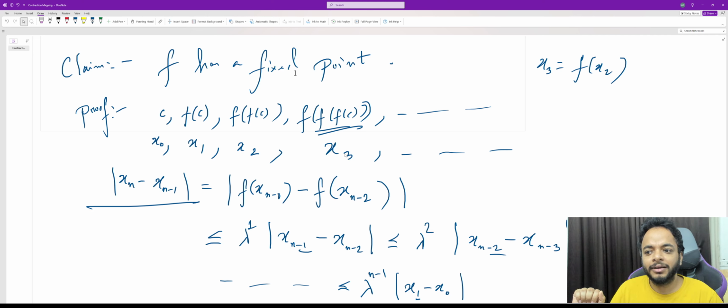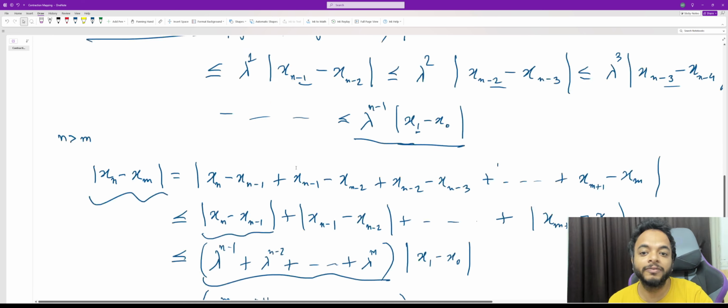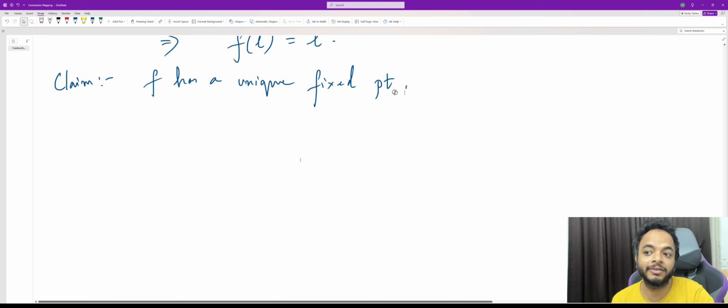So if I prove that wherever this sequence converges is the fixed point of this function, and it's unique, then whatever the starting point, it doesn't matter. This sequence will always converge to the same point. It doesn't even matter which C you pick in its domain to make this sequence. It always converges to only one fixed point.